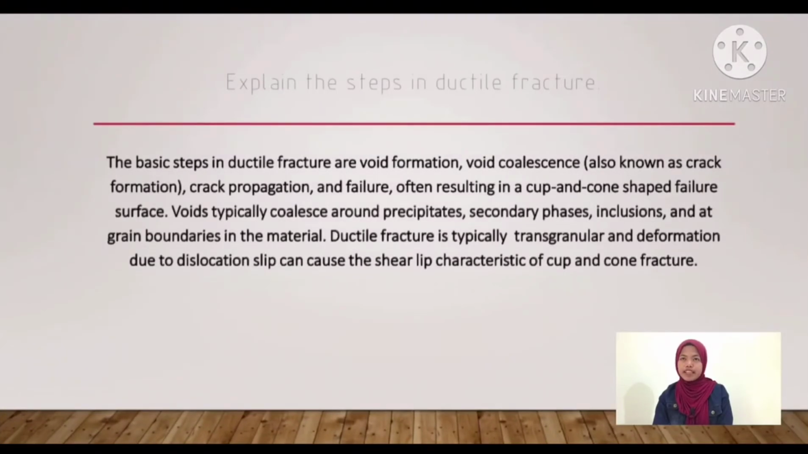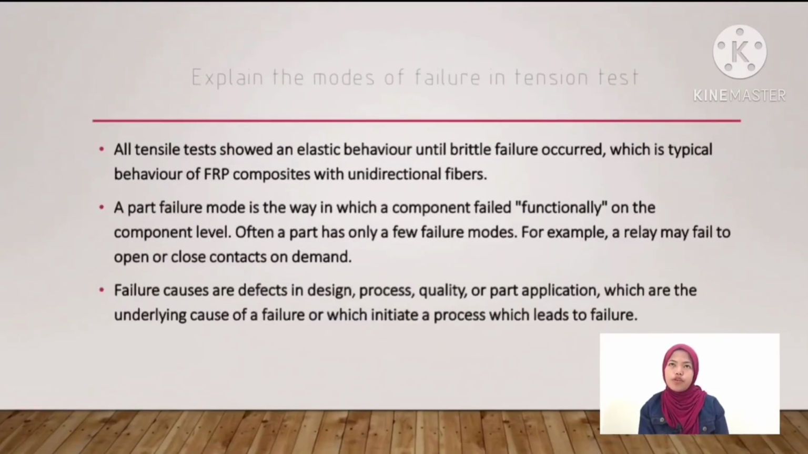Explain the steps in ductile fracture. So the answer is, steps in ductile fracture are void formation, void coalescence, also known as crack formation, crack propagation, and failure of the resulting inner cup and cone-shaped failure surface. Voids typically coalesce around precipitated secondary phase inclusions and grain boundaries in the material. Ductile fracture is typically transgranular, and deformation due to dislocation slip can cause the shear lip characteristic of cup and cone fracture.